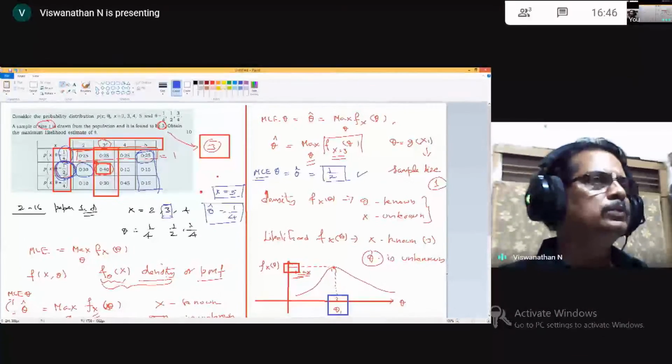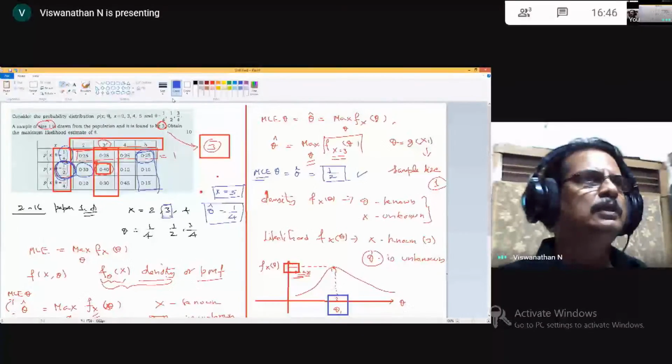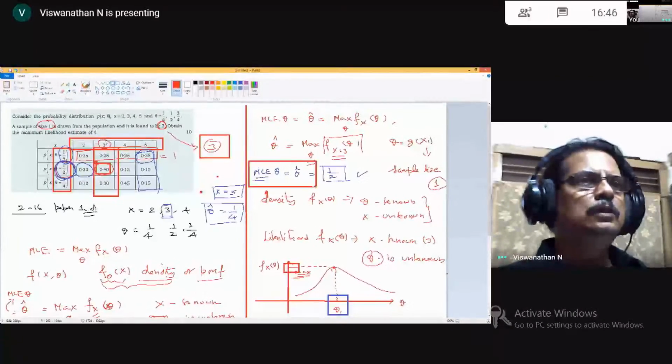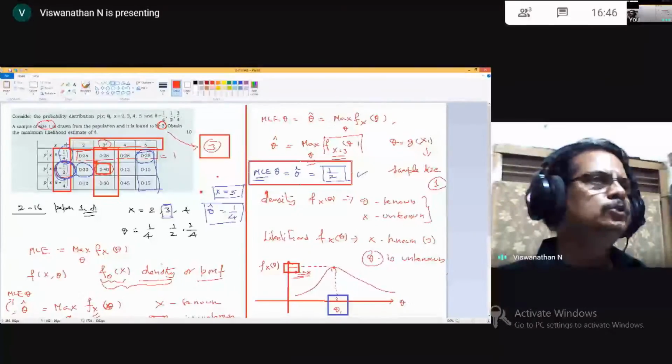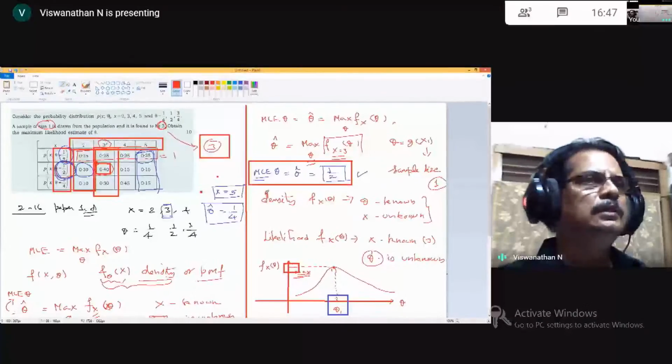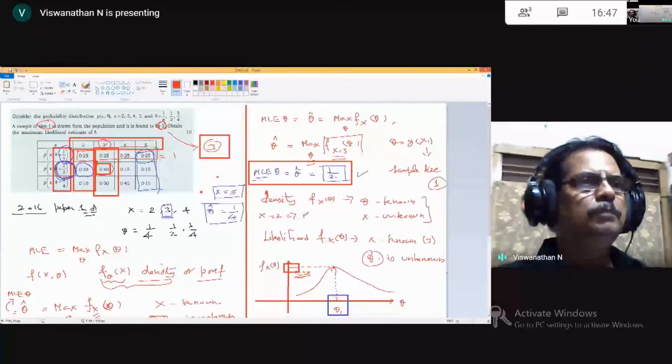Now you can see one more thing. Whether it is 3 or 2, the conclusion is 1 by 2. When it is 2, of the three values, 0.3 is the maximum, for which theta is 1 by 2. So when x is equal to 2, this also implies the MLE theta hat equal to 1 by 2.